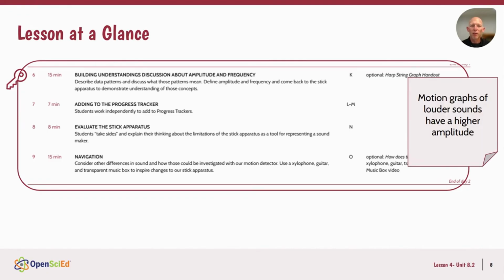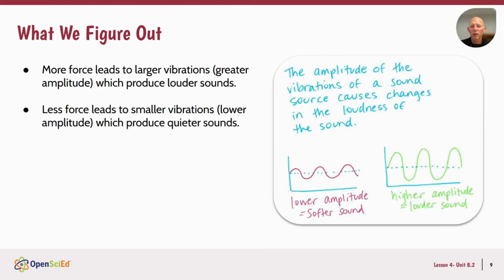So the big takeaway from day 2 is that motion graphs of louder sounds show a higher amplitude, and graphs showing the vibrations of softer sounds have a lower amplitude. So that's what we figured out in this lesson, that when we apply more force to something, it leads to larger vibrations, which have greater amplitude and produce louder sounds. And just the opposite for quieter sounds.